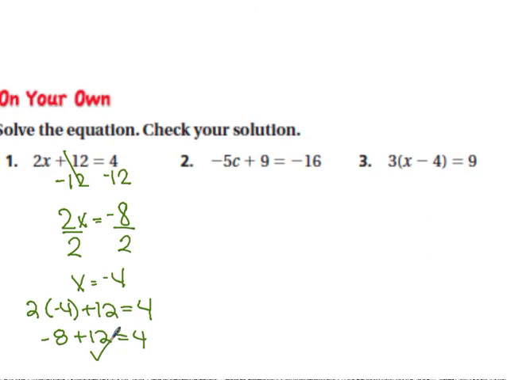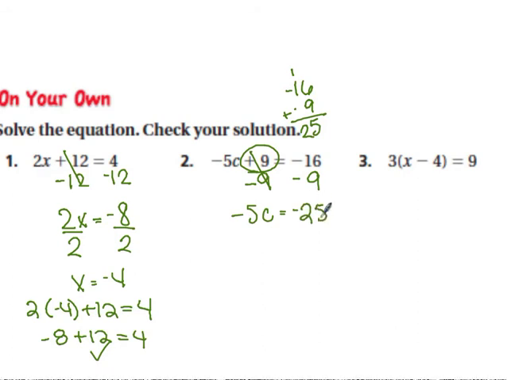On number 2, we are looking to get negative 5c by itself, and to do that we must use the subtraction property of equality and subtract 9 from both sides. This goes away and we're left with negative 5c equals, we have negative 16 plus negative 9, same sign, add and keep, 25. Negative 5c equals negative 25.